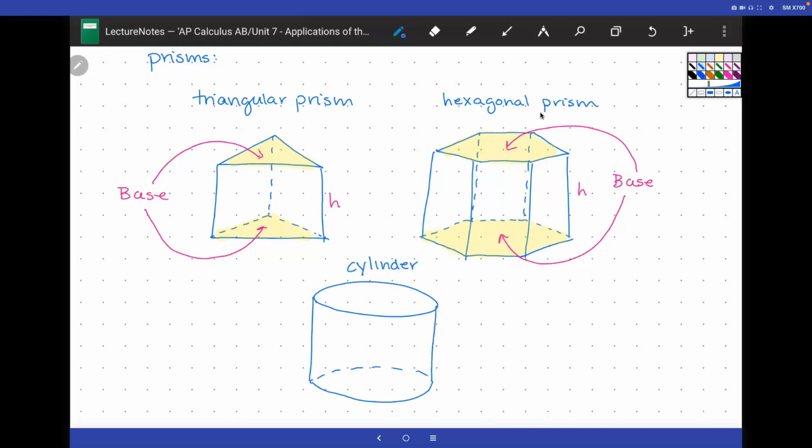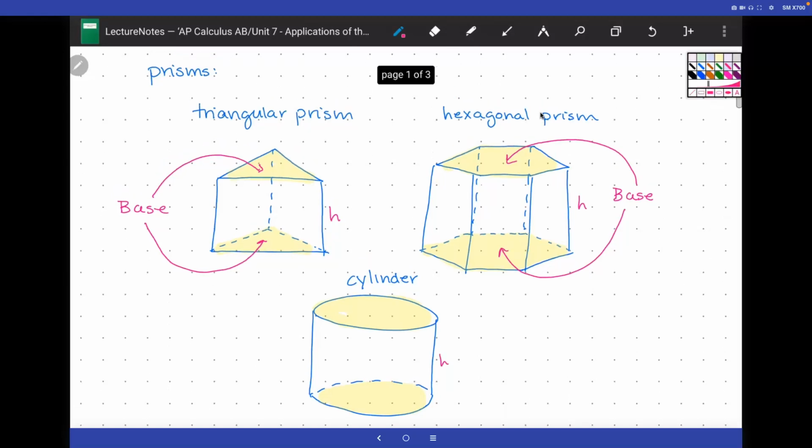A cylinder basically acts like a prism with an infinite number of edges on the polygons. But we still have these two bases, and then we still have the height. So the reason I bring all of this up is we're going to be taking our solid, whatever solid we're actually trying to find the volume of. Just like when we were finding area, one way we did it was we sliced it up into rectangles. Now we're going to be taking our solid and slicing it up into these prisms.